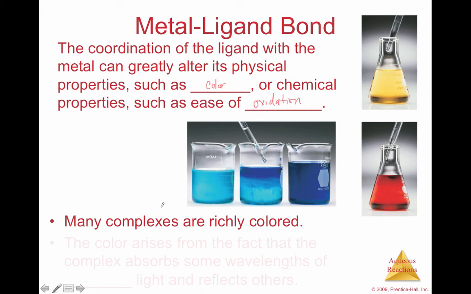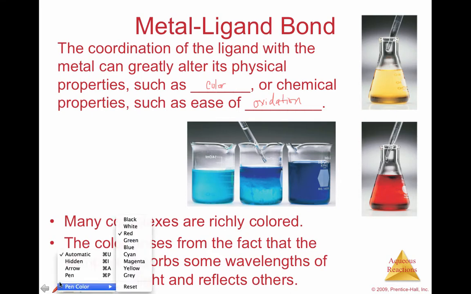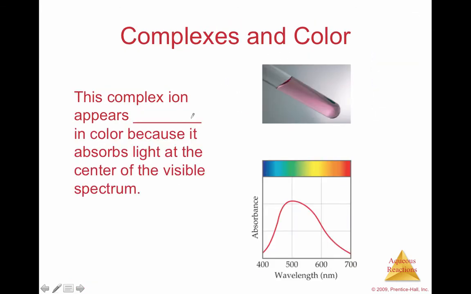As you can see, many complexes are richly colored. The color arises from the fact that the complex absorbs some wavelength of visible light. As you can see, this complex ion appears to be purple. This is purple in color because it absorbs light at the center of the visible spectrum. If it absorbs light here, it means it reflects green, blue, and red together is purple.